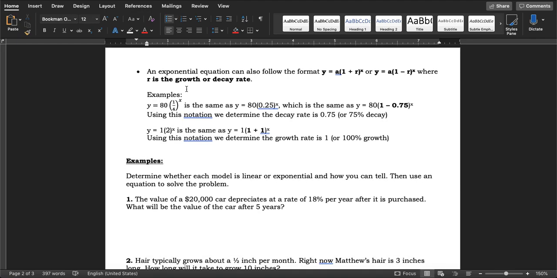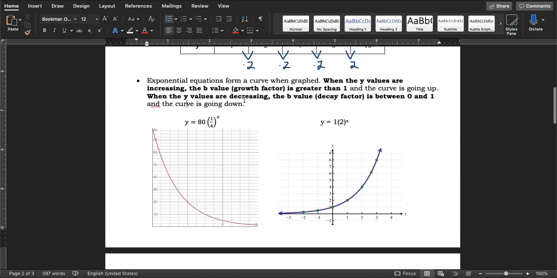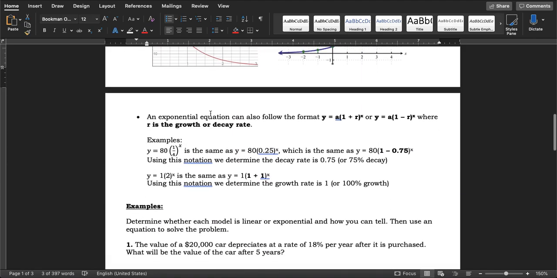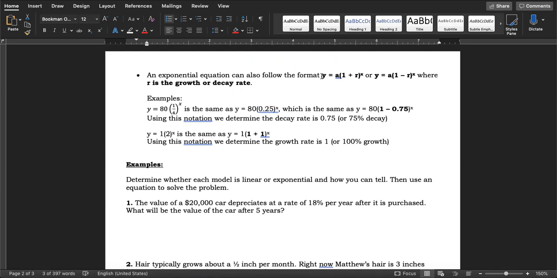Now, another important thing to remember is that exponential equations are not always expressed in this format. This is the most basic format that we describe exponential equations, but we also think of them in these formats. Y equals a times 1 plus r to the power of x, or y equals a times 1 minus r to the power of x. The reason we use these notations is because these notations help us to identify this information here, the r value. It helps us to identify the growth or decay rates.